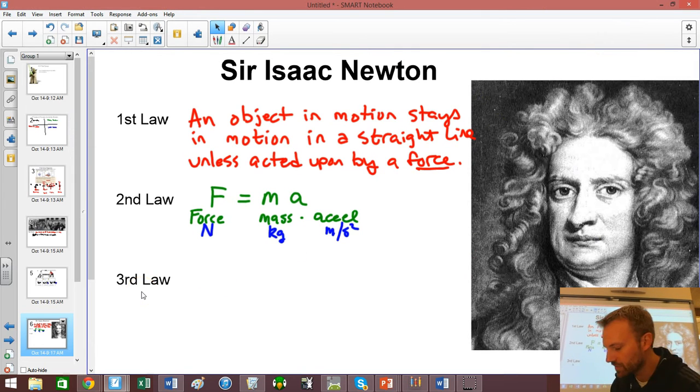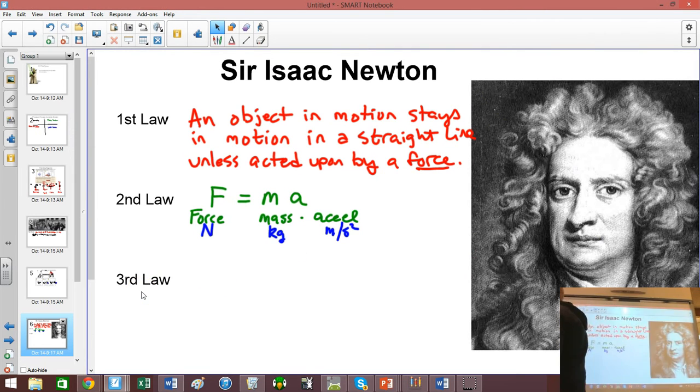And then lastly, Newton's third law. Newton's third law says this: for every action, there is an equal and opposite reaction.